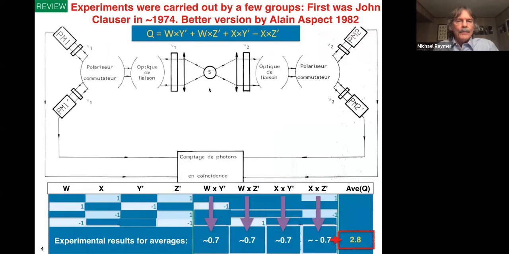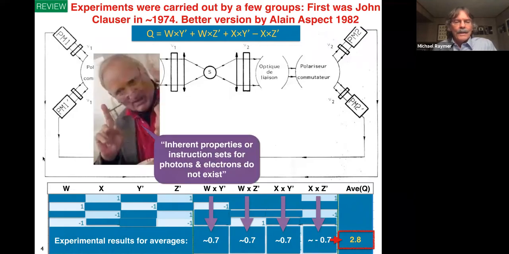Okay, so then the experiment was done, first by John Clauser in 1974, later by Alain Aspect in 1982, and last Thursday by Henning Weyer at Q-tools in real time. And in all those cases, we find that the results at the bottom here show the average of W times Y prime is 0.7, the average of W times Z prime is 0.7, the average of X times Y prime is 0.7, and the average of X times Z prime is minus 0.7.